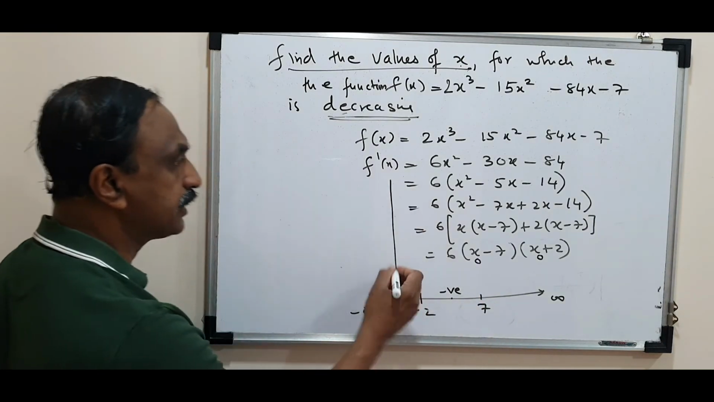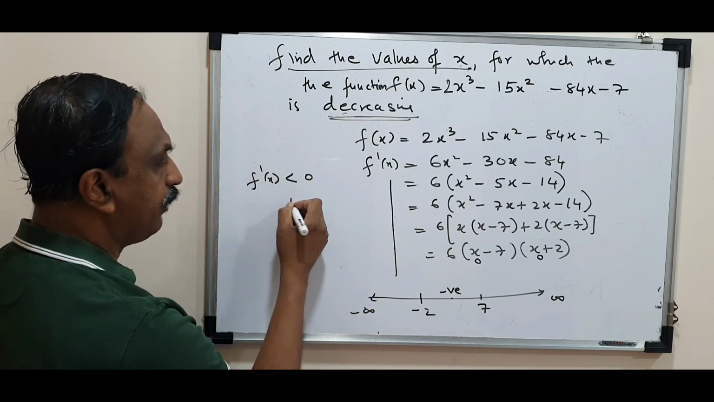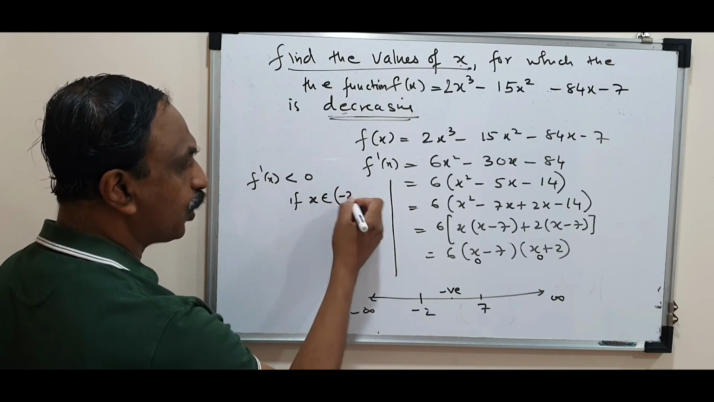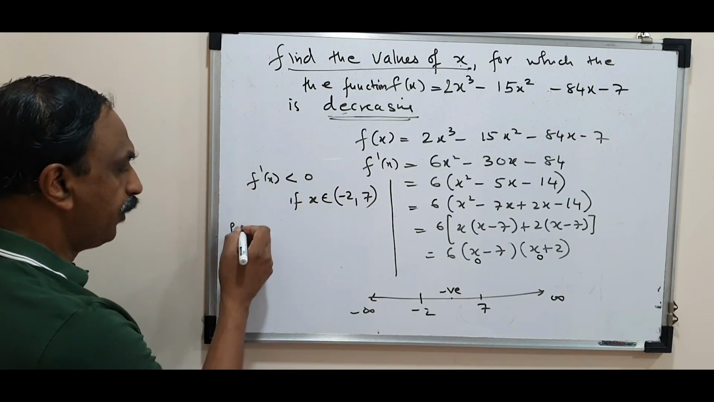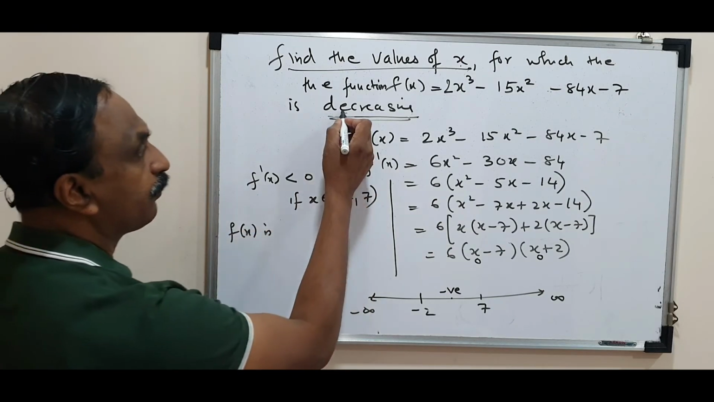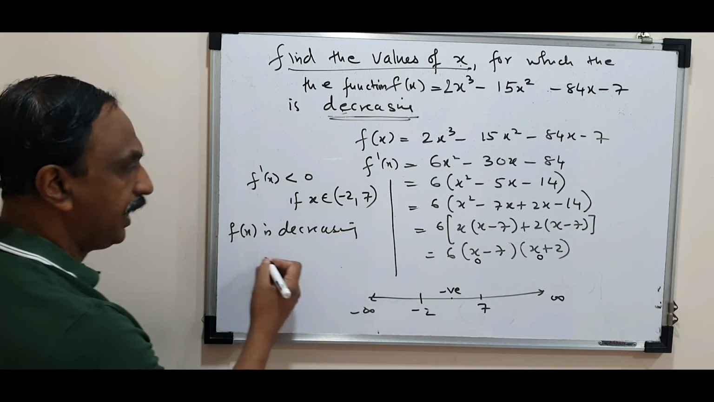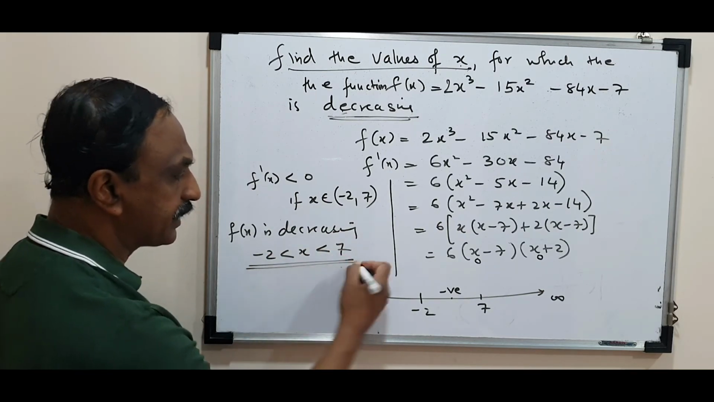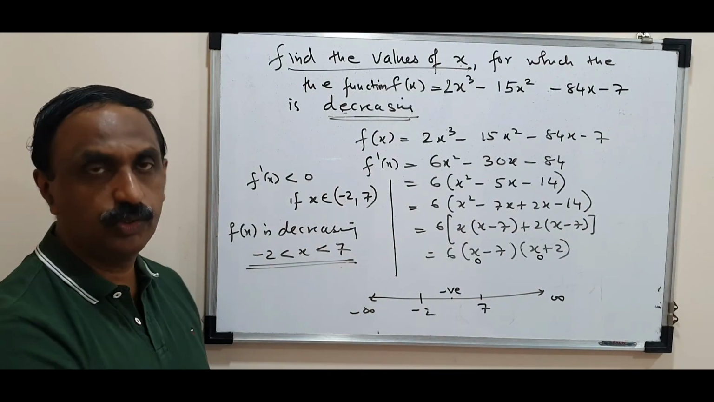So my conclusion is f dash of x is less than 0 if x belongs to the open interval minus 2 comma 7. Hence f of x is decreasing. We wanted to find where the function is decreasing. f of x is decreasing for minus 2 less than x less than 7. This becomes my answer. So the function is decreasing in the interval minus 2 to 7.